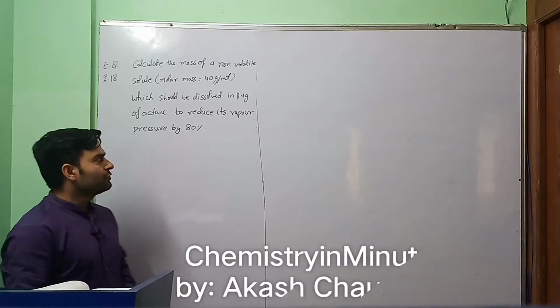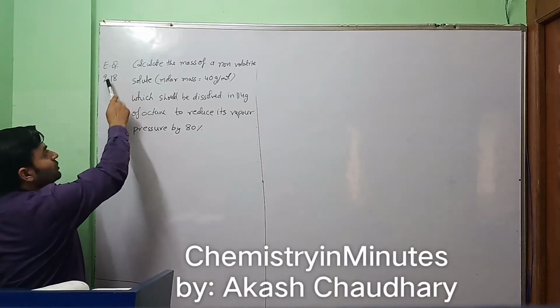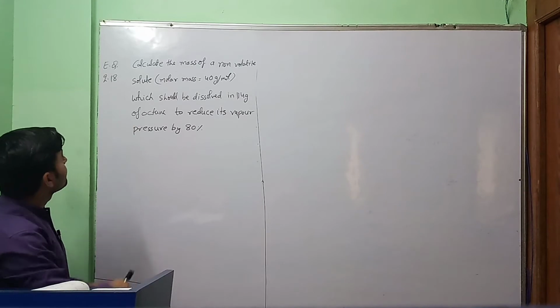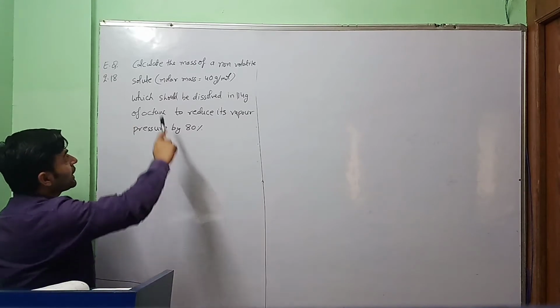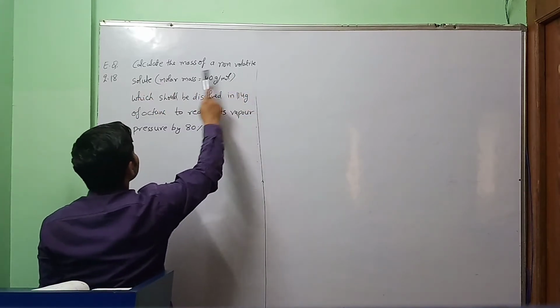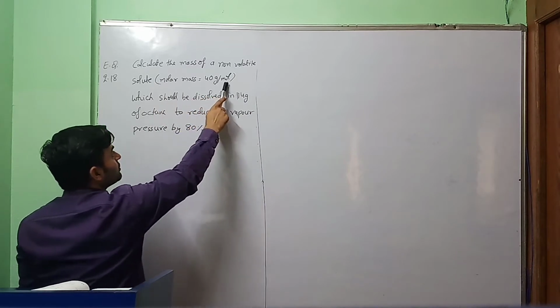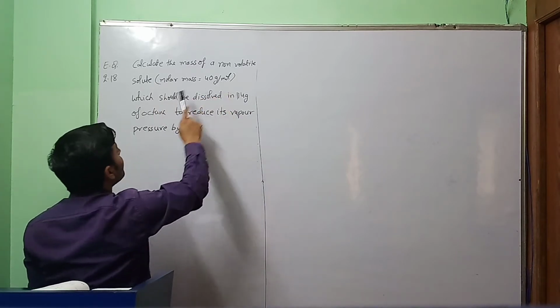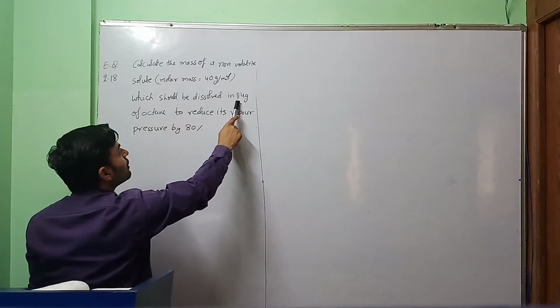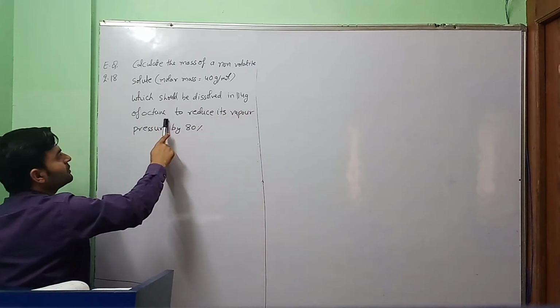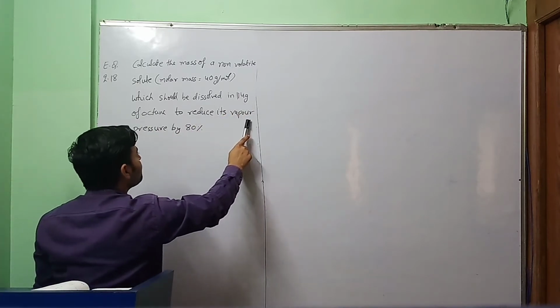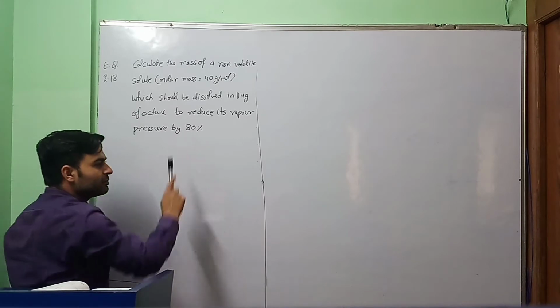The question now we have on the board is exercise question 2.18. The question is: calculate the mass of a non-volatile solute, molar mass equals 40 gram per mole, which should be dissolved in 114 gram of octane to reduce its vapor pressure by 80%.